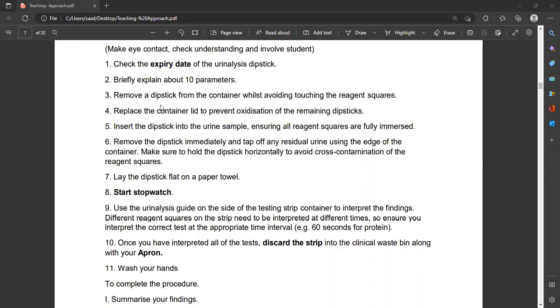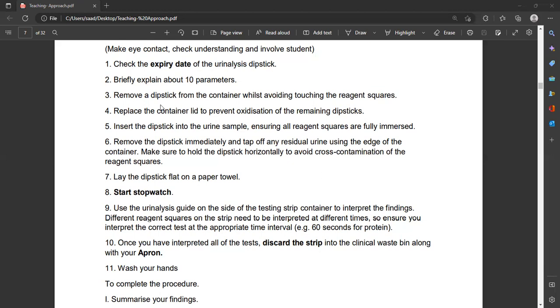You have to hold the strip from that end and place a paper towel and a watch in front of you. Just dip the strip into the urine sample for 2 to 5 seconds, completely immersed in it, and place it on the paper towel horizontally, and immediately start the stopwatch. Now you have 30 seconds.